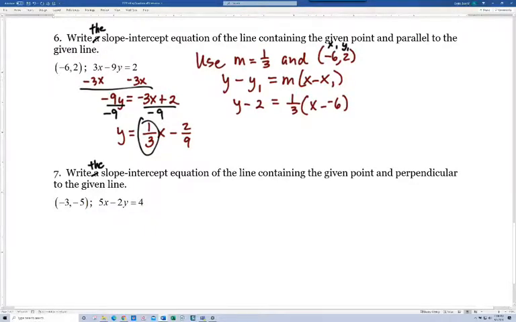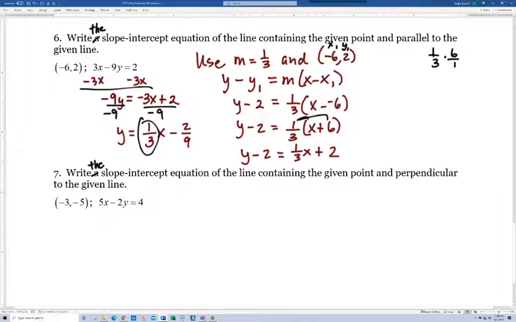Now I'm going to go ahead and change that x minus negative 6 to an x plus 6. And then I need to distribute the 1/3. So the y minus 2 stays the same, and we have 1/3 times x is 1/3 x. And 1/3 times 6, well, let's see, 1/3 of 6 would be 2. If you wanted to, you could do the math off to the side. You have 1/3 times 6. Let's write the 6 over 1. When you multiply across, you get 6 over 3, which is 2. And so you can see that 2 is correct.